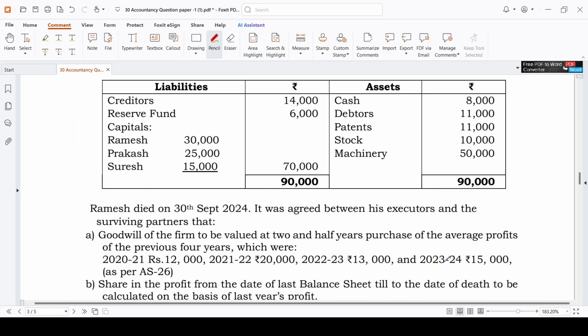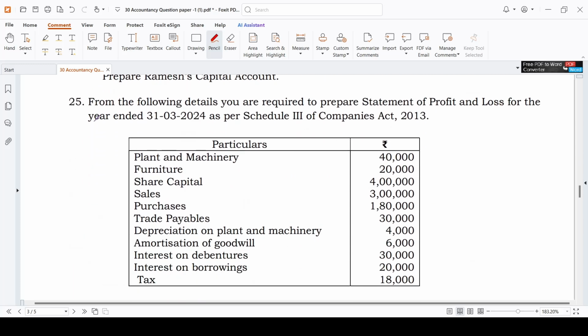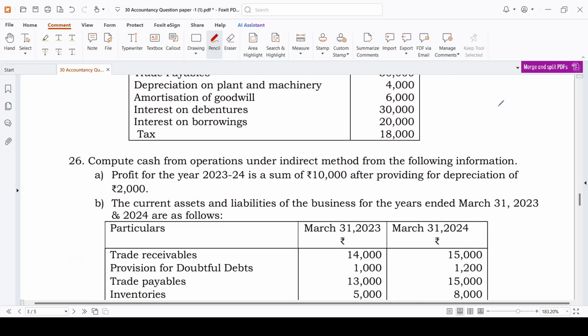Death of a partner, you can attend with the death of a partner also. Next, I told you, either the P&L account or the balance sheet, anyone they will ask you. In this paper they have asked you the statement of profit and loss. Next, cash flow from operation, that is operating activities, they have asked you in the indirect method. Only the indirect method they will ask, the direct method they will not ask. Don't prepare with the direct method.